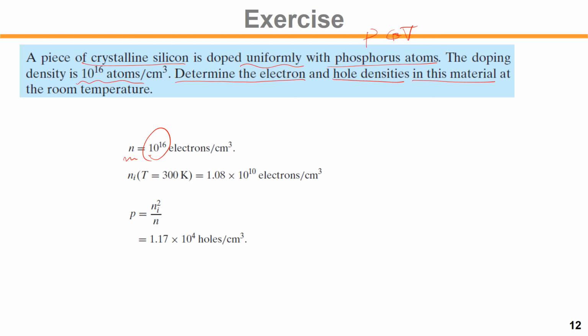Now at room temperature, Ni, the intrinsic carrier density, is 1.08 times 10 to the power of 10. The minority carrier hole density can be easily found by Ni square over n. The doping density is given as 10 to the power of 16 atoms per cubic centimeter, so we can find the minority carrier, in this case the hole density, like this. This is just simple math. It's not complicated at this moment.